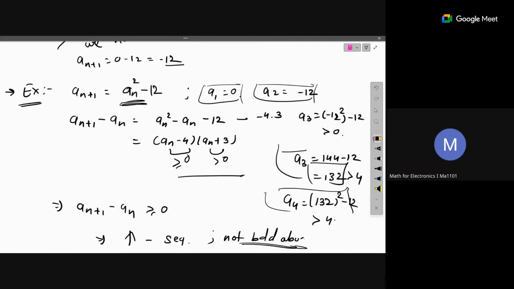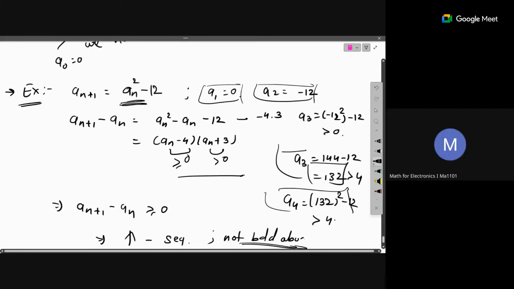Okay, sorry. So that means you say start with a naught. A naught is 0 for you, right? Okay, a naught equals 0. So then your a1 is equal to 0 square minus 12. That will be minus 12. Then your a2 will be minus 12 square minus 12. So yeah, this will be 132.